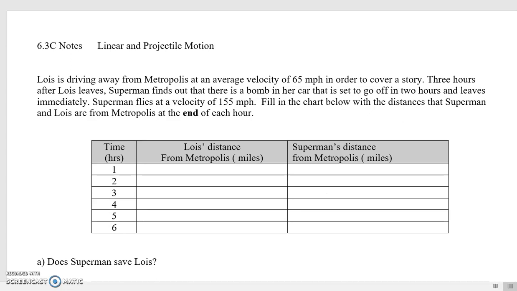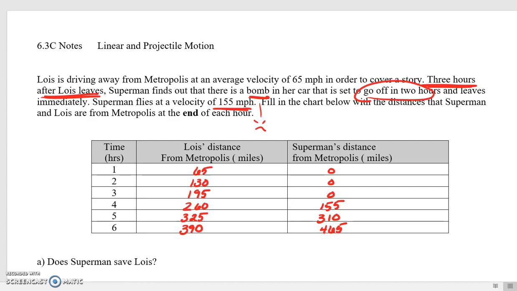So I'd like for you to take some time and pause this video, read through this, and make the table of values. You're going to determine if Superman is able to save Lois. So I've underlined some key information that you would need to pay attention to.